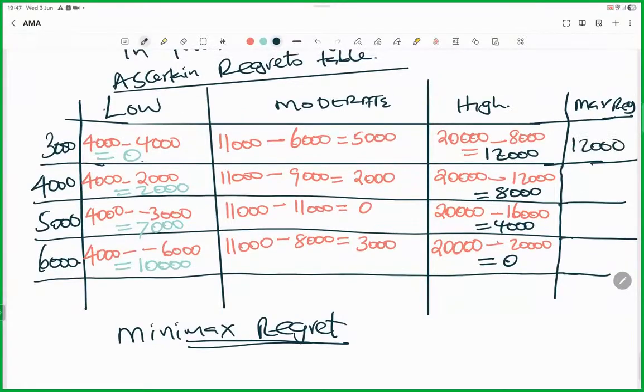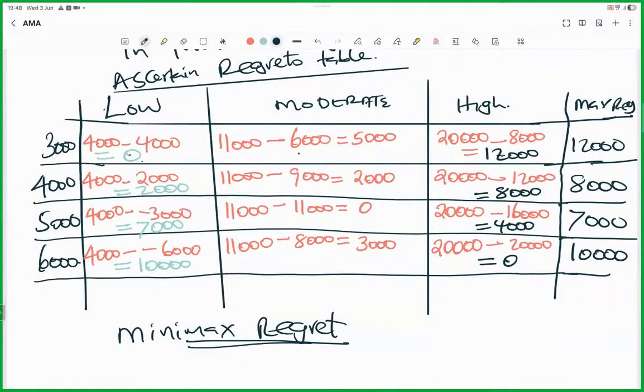So you go to row number 1, you check the regrets that we have, and you pick the maximum one. So row number 2, what is the maximum? 8,000. Row number 3, 7,000. Row number 4, 10,000. So now, having chosen the maximum regrets, what do you do to optimize?